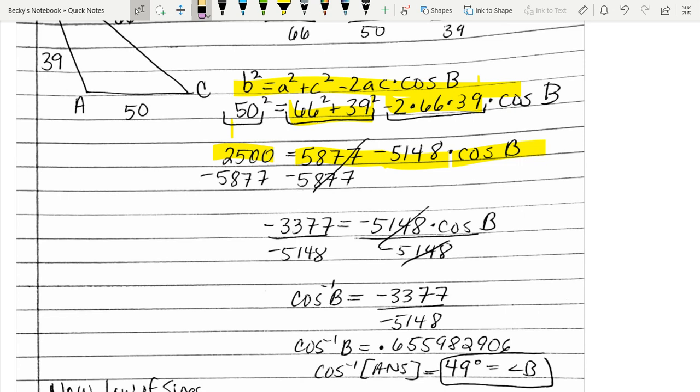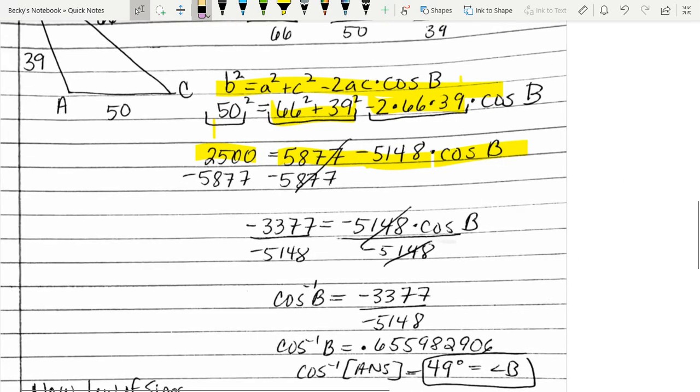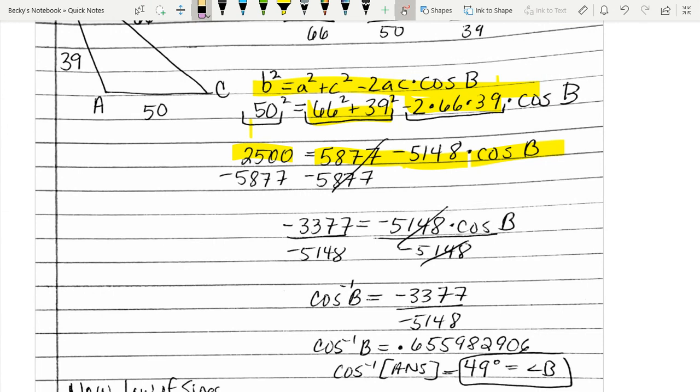And then you're solving for cosine B right here. So you need to get rid of the negative 5148. That means you're dividing it away to that side. I don't know why I crossed that out. So with your calculator, take negative 3377 divided by negative 5148. Or if you understand two negatives make a positive, you don't have to worry about the negatives. You should get this big decimal. So work on it, see if you can get that decimal.